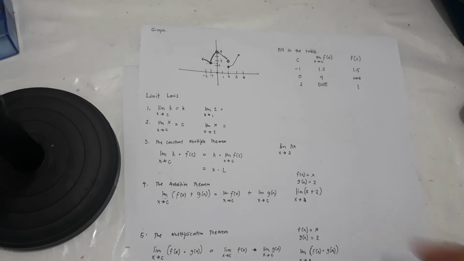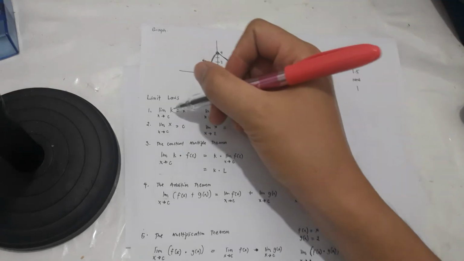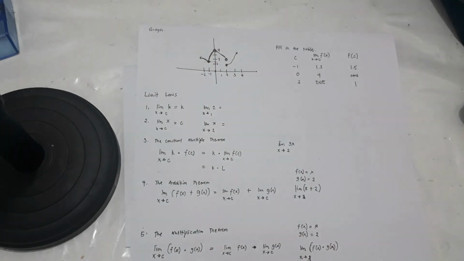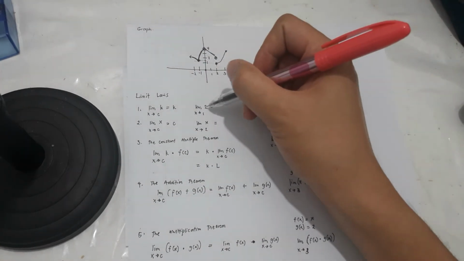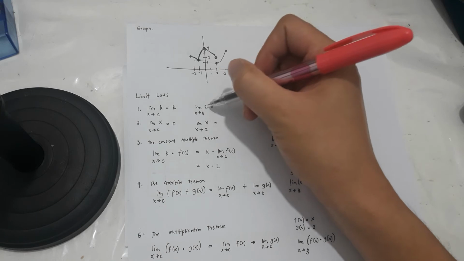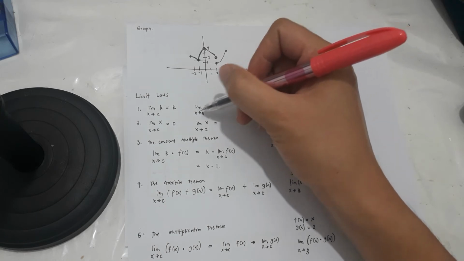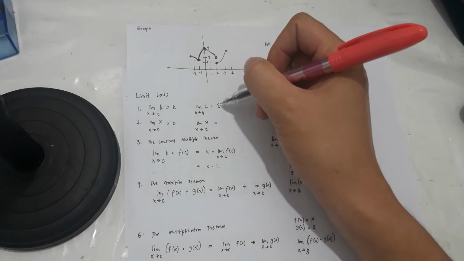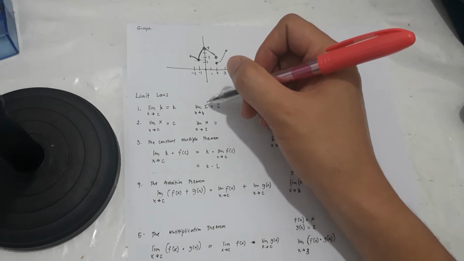The first one is, kapag constant to siya, so, ang answer is constant. Halimbawa, limit of 2 as x approaches to 1, the answer is 2. Limit of 3 as x approaches to 4, kung anong number dyan, yun na siya ng answer. Kapag constant, kapag walang variable.